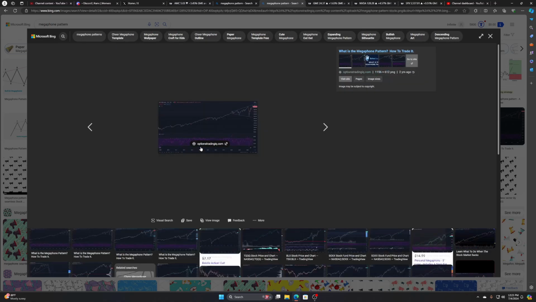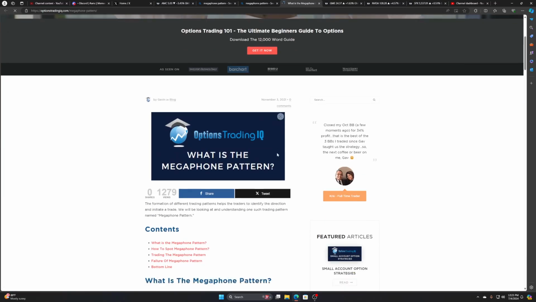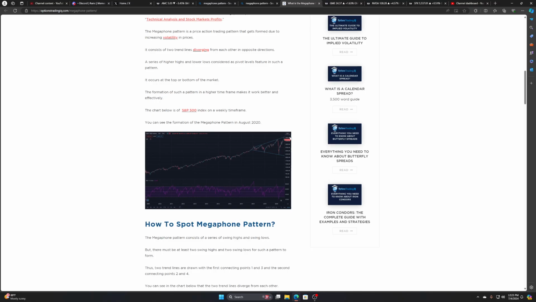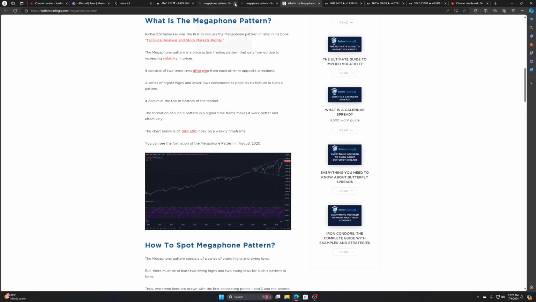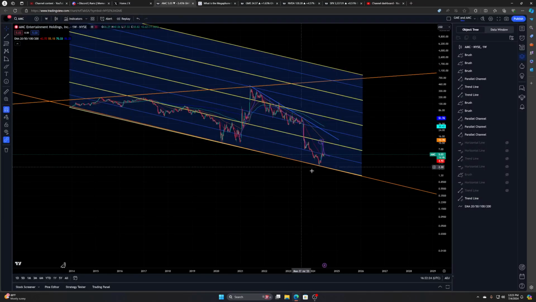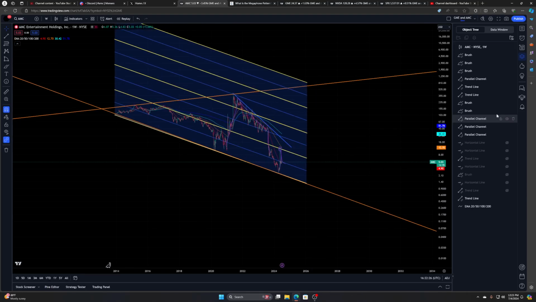I don't know why it's doing that, but let's just look at this real quick. You can see that price is expanding with two trend lines. So the megaphone pattern is just price expanding. And what that means is that there's a discrepancy between buyers and sellers and what they think is the appropriate price for AMC, right? And I think that's what you're seeing with AMC's price history, with retailers versus hedge funds.